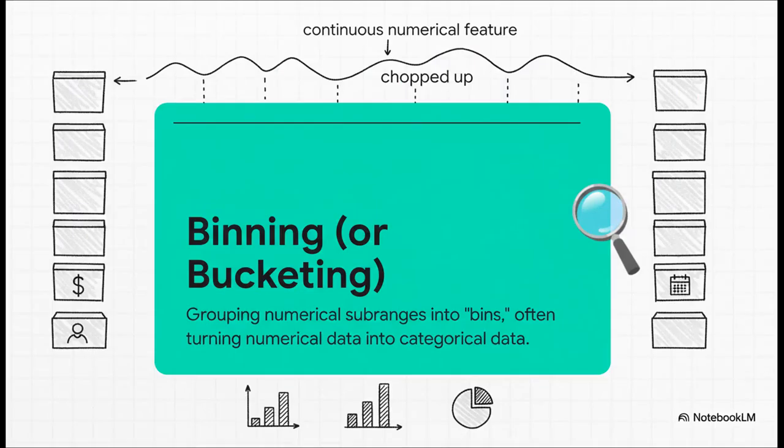And that's the official definition. Binning, or sometimes you'll hear it called bucketing, is just this technique of chopping up a continuous number line into a few different categories, or bins. It's an incredibly powerful way to let a simple model learn a really complex relationship.